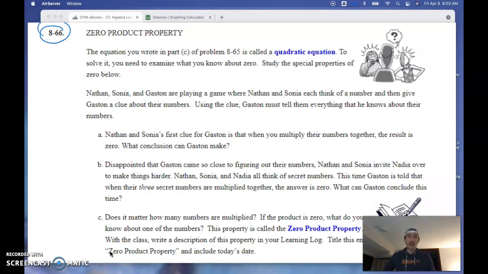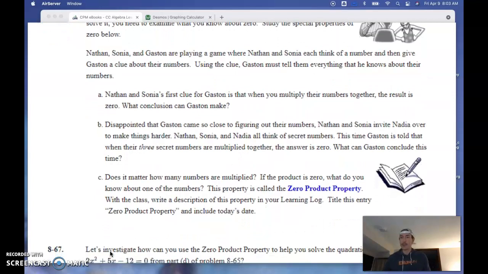Nathan, Sonia, and Gaston are playing a game where Nathan and Sonia each think of a number, then give Gaston a clue about their numbers. Using a clue, Gaston must tell them everything that he knows about their numbers. Okay, part A. Let's talk about this. Nathan and Sonia's first clue for Gaston is that when you multiply their two numbers together, their result is 0. What conclusion can Gaston make?